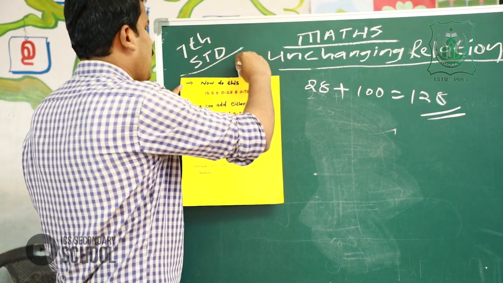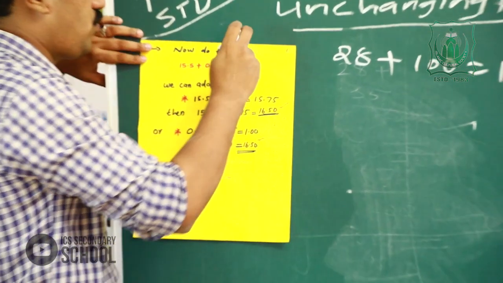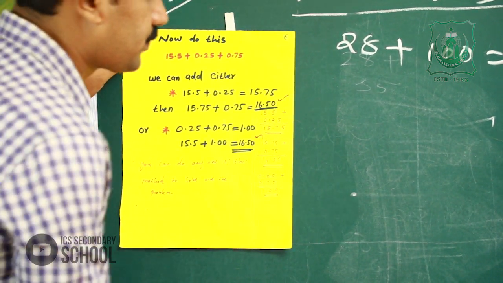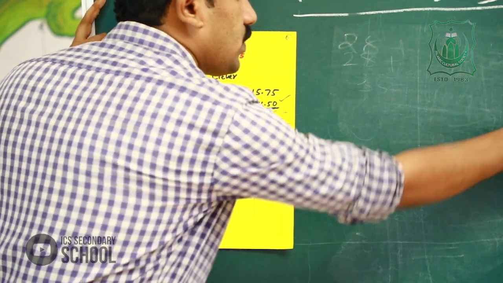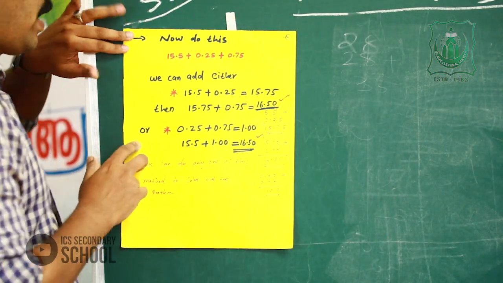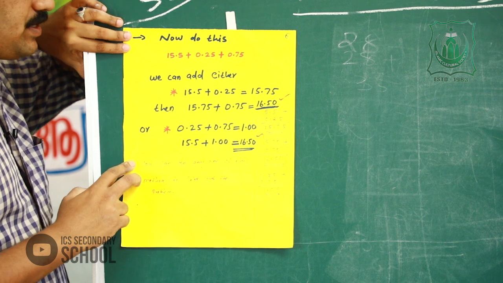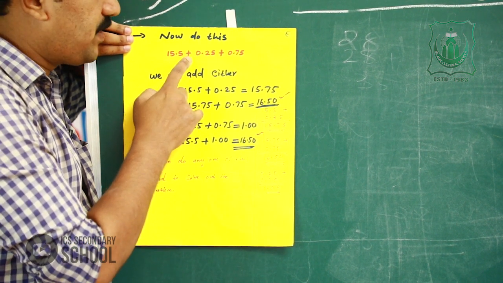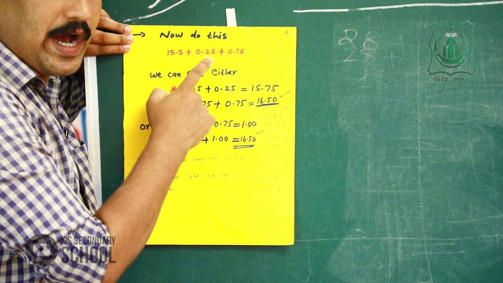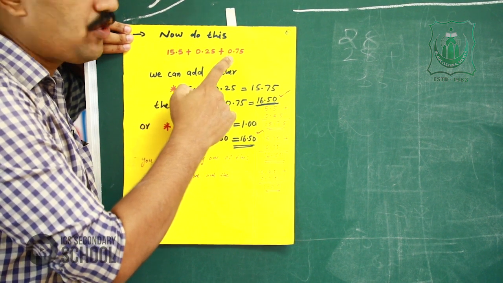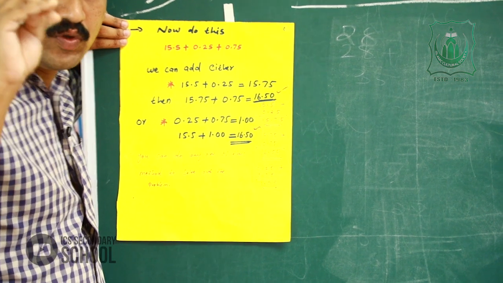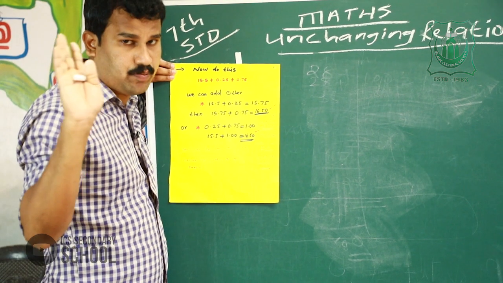Now do another addition problem. Look at this. 15.5 plus 0.25 plus 0.75. We can use two methods to solve this problem.